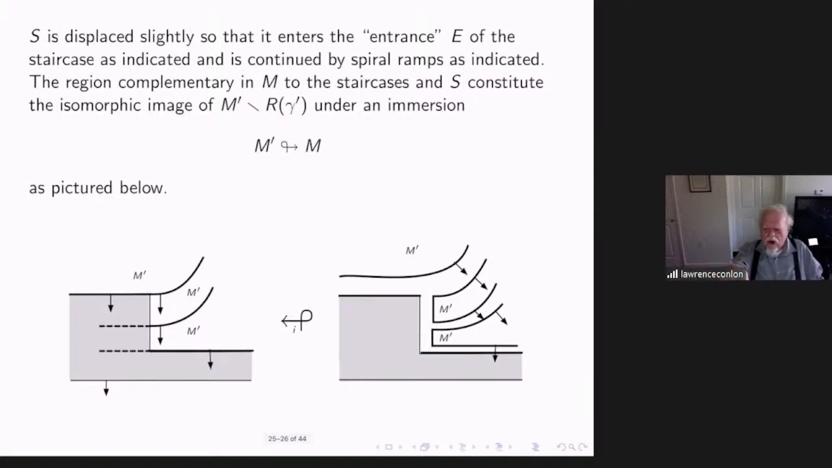transversely. Those vertical parts are either rectangular segments of annular sutures or they're complete annular sutures, according to whether the entrance to the staircase is rectangular or annular. So what we want to do is continue that foliation F prime of M prime into the staircase. Okay, next picture.